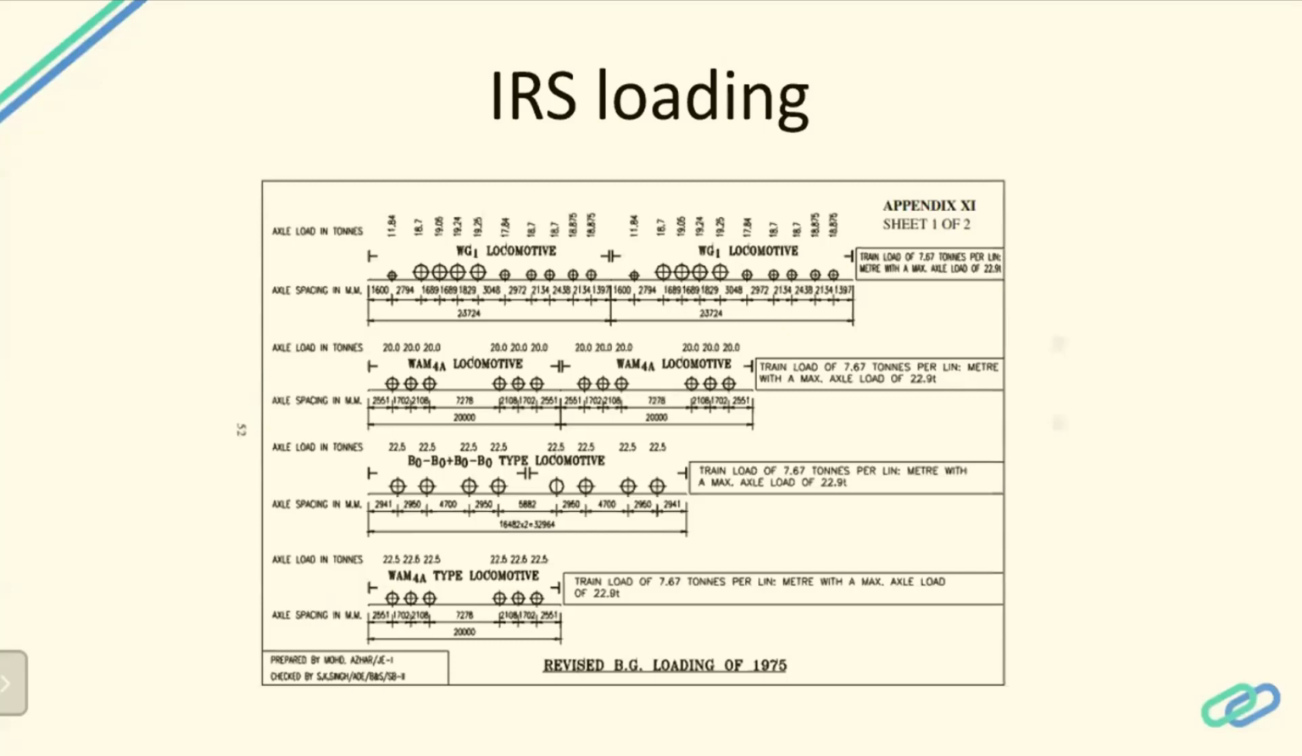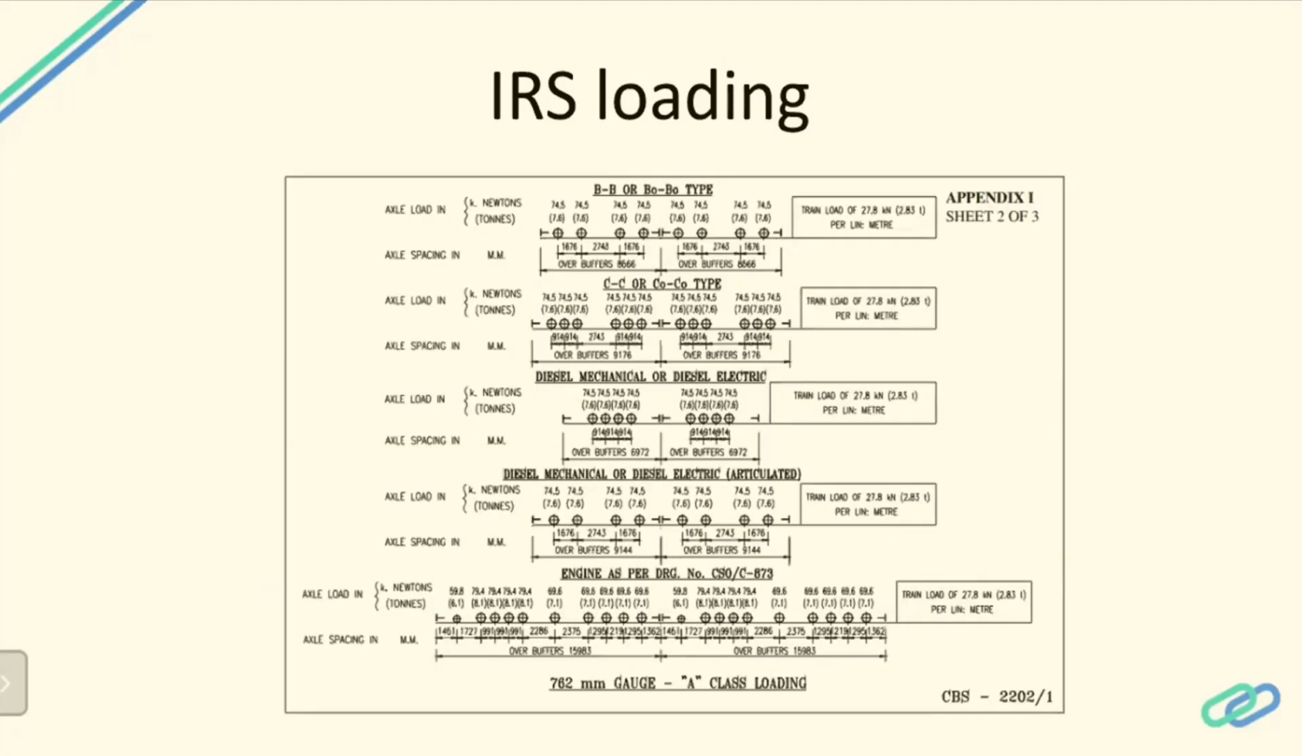And how it is applied in STAAD, in a similar way. You have to go to vehicle definition and add axle load in one column and the axle spacing in the second column. Now what you are seeing is the class A railway loading. Okay, it's like a diesel or electric train. The maximum loading is given in tons and also given in kilonewtons. So it is around 74.5. Okay, that is the maximum load in kilonewtons, and we have a spacing of 1676, 743, 1676.